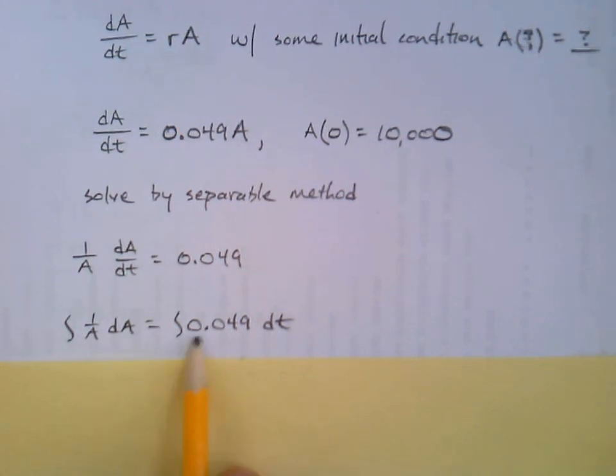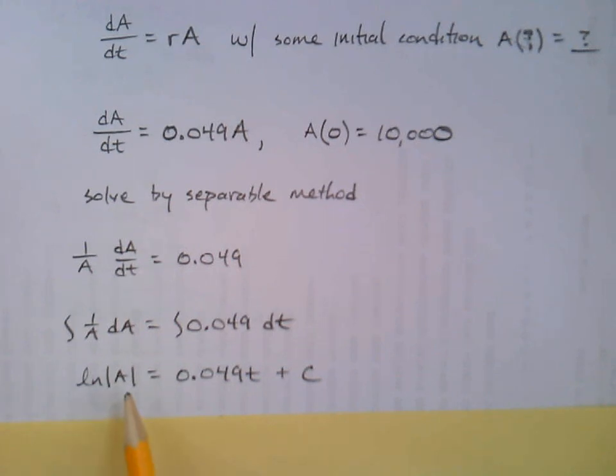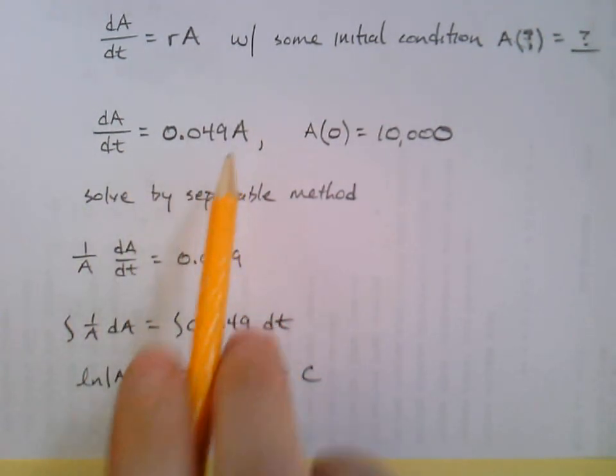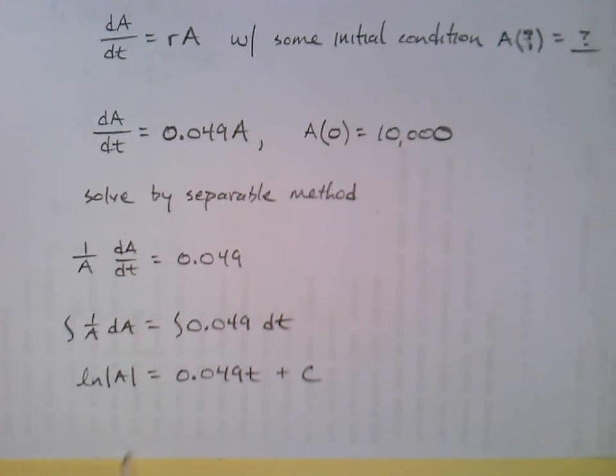Again, even here, pretty simple, taking our antiderivatives, once you kind of settle in, right? We've got the natural log of the absolute value of A, technically, equals 0.049t plus C, and that right there is an implicit solution to our differential equation. Now, if we wanted to, we could find the explicit solution. If we were in class, maybe I'd put that out to you guys if you wanted to explore what the explicit solution would look like.